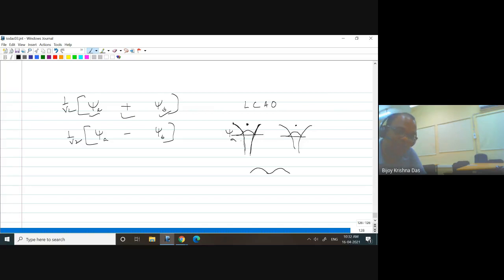This is psi a and this is psi b, and if they are coupled, their energy level will be split. One solution will be psi a plus psi b, and another solution will be psi a minus psi b. So this type of solutions you will get. This is called the symmetric solution, and this is called the asymmetric solution.